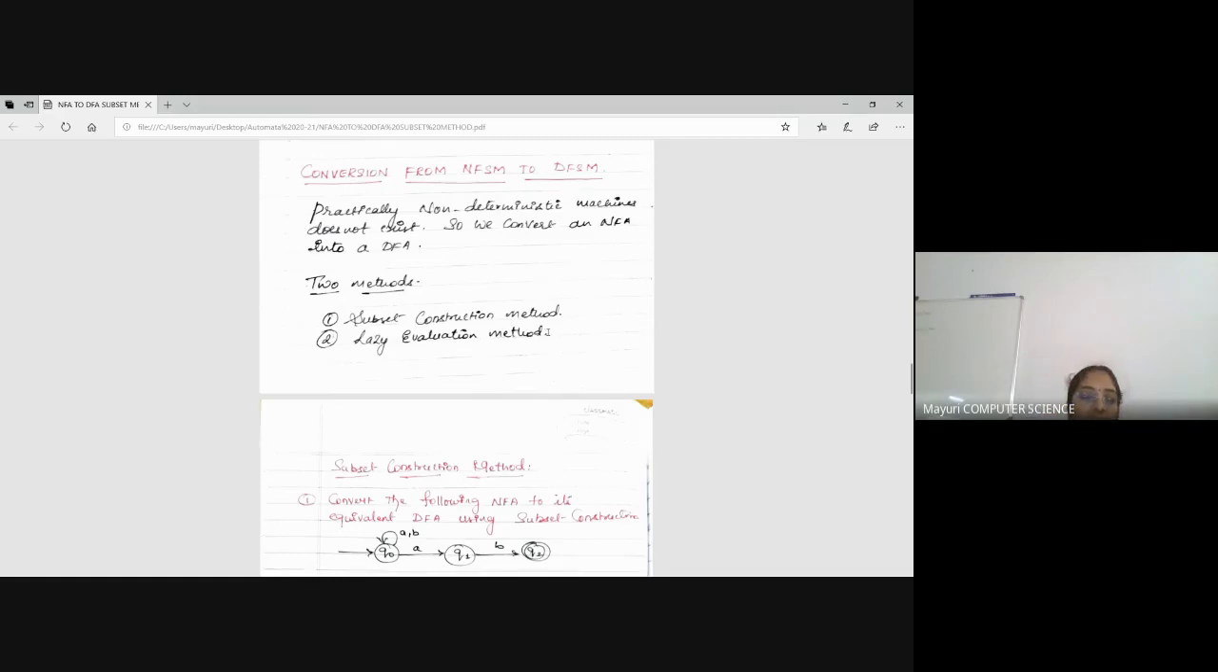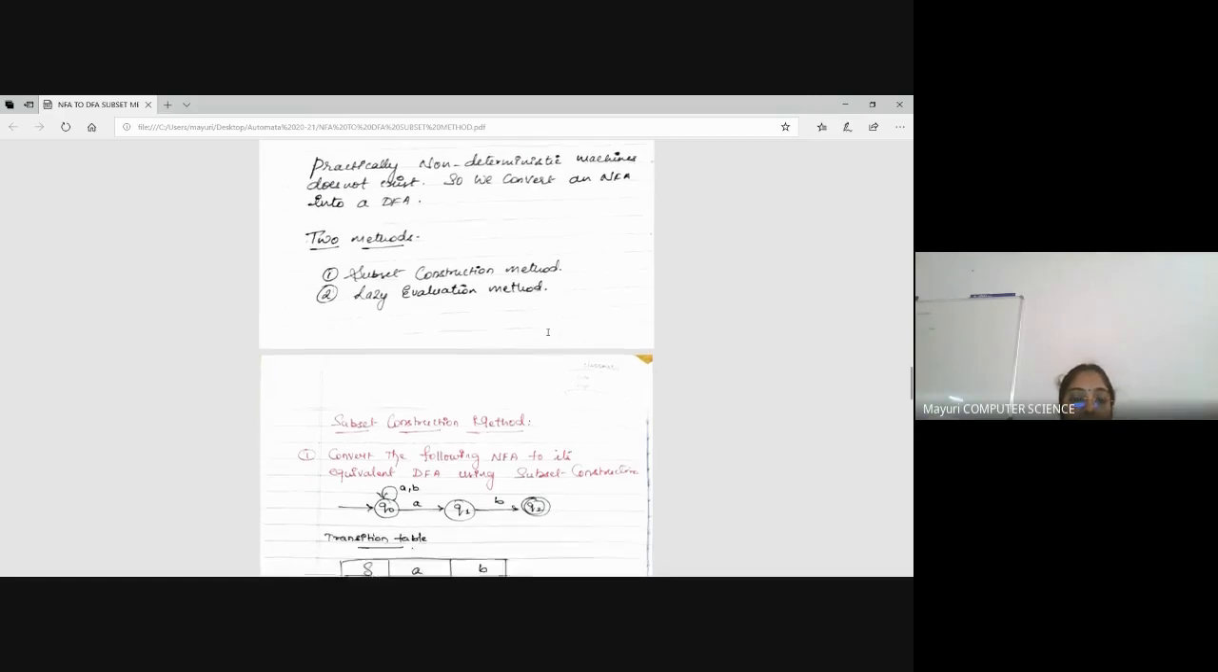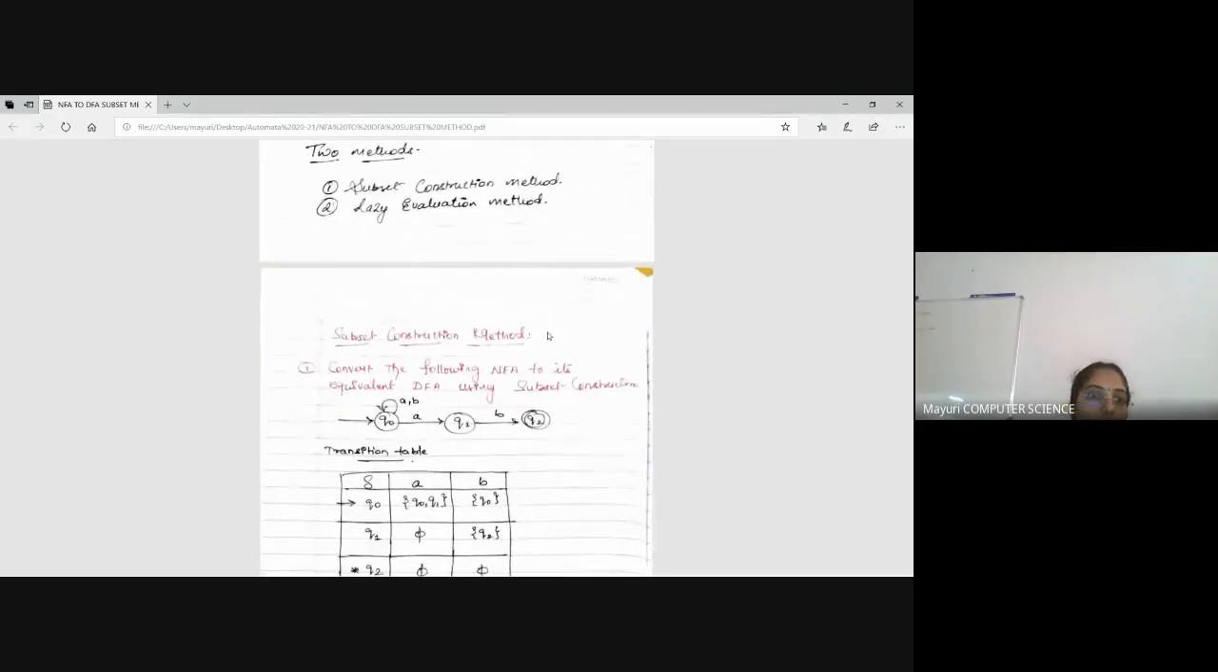If they didn't mention anything in the examination, you can use anything. If they purposely mention that you have to use subset or lazy, then follow that. And in a few cases, suppose 5 states are there, don't go for subset construction because it is difficult. 2 power 5, probably 32 states. Then you need to minimize it. So better always choose the lazy evaluation method. In the next class, I'll teach it. This class will just deal with subset construction. Have you got the point when to go with subset, when to go with lazy evaluation method?